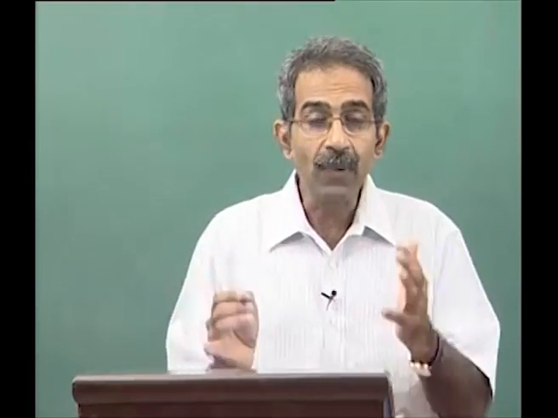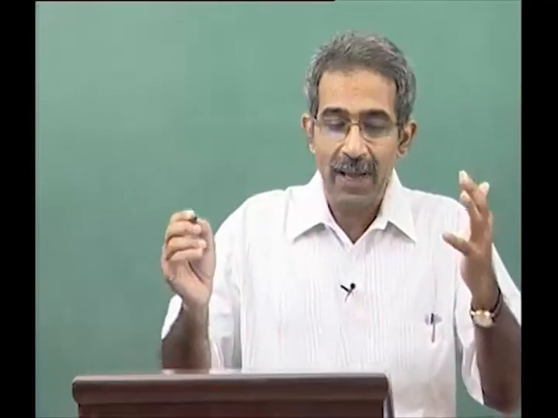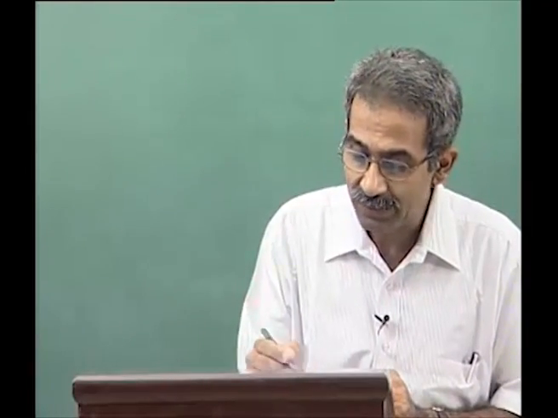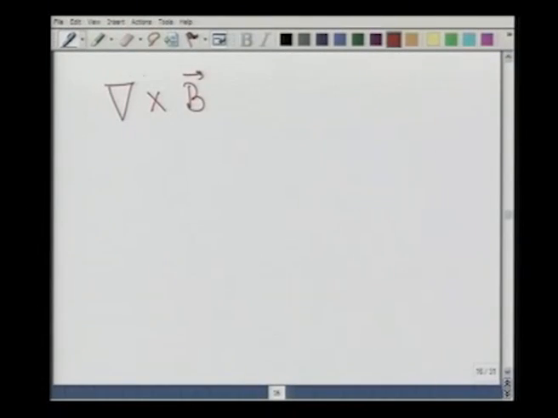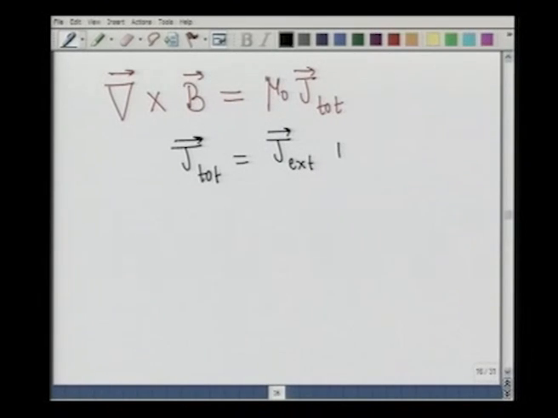Therefore, if I were to rewrite Ampere's law, what is my magnetic field B? That is the total magnetic field. So, let me write it again. Perhaps I should switch over to black color, but let me write this equation. This will be mu naught J total. But what is my J total? My J total is nothing but J external plus J induced.